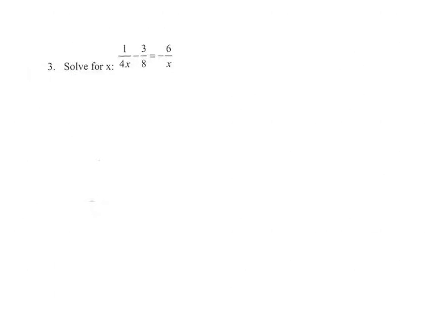Some of you were using an alternative method for this problem, so I just want to show that as well. So some people were taking the LCD, which is still 8x, and they were creating the 8x on each fraction. So this is multiplying by the missing factors to get to the LCD. So my first fraction would get multiplied by 2 over 2, giving me 2 over 8x. My second fraction would get multiplied by x over x, giving me 3x over 8x.